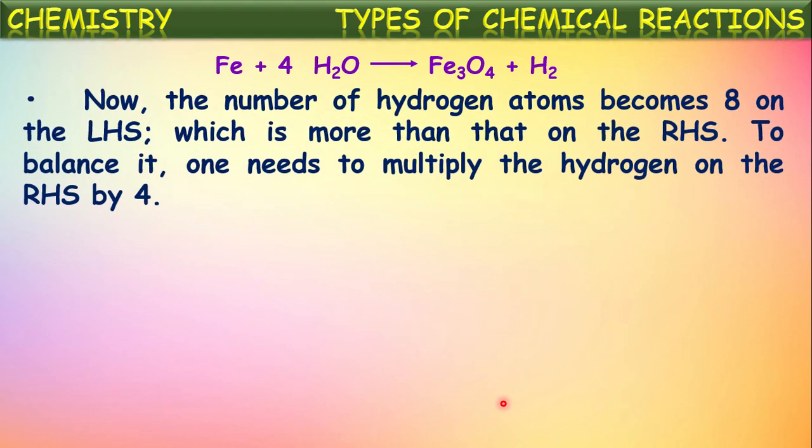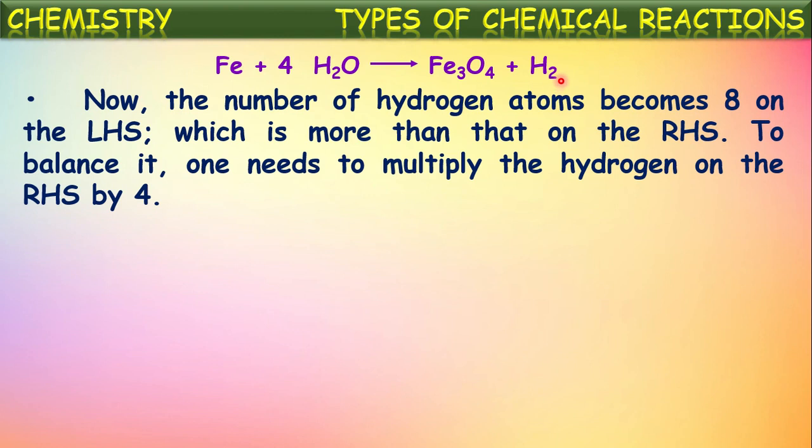Now the number of hydrogen atoms became 8 on left hand side, which is more than that on the right hand side. How many hydrogen atoms are there now? In each molecule of water, there are 2 hydrogen atoms. Totally how many molecules it became now? By balancing oxygens, it became 4 water molecules. So from the total 4 water molecules, number of hydrogens became 8 here. But on the right hand side, still there are only 2 hydrogen atoms.